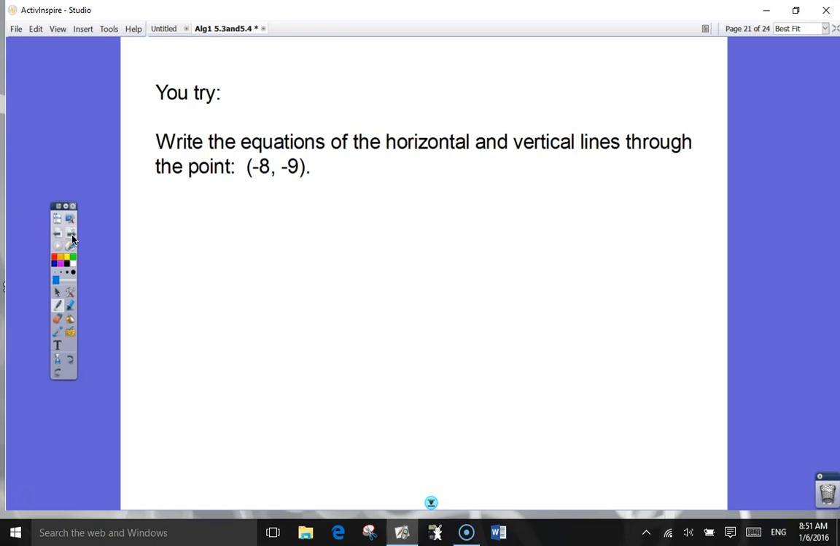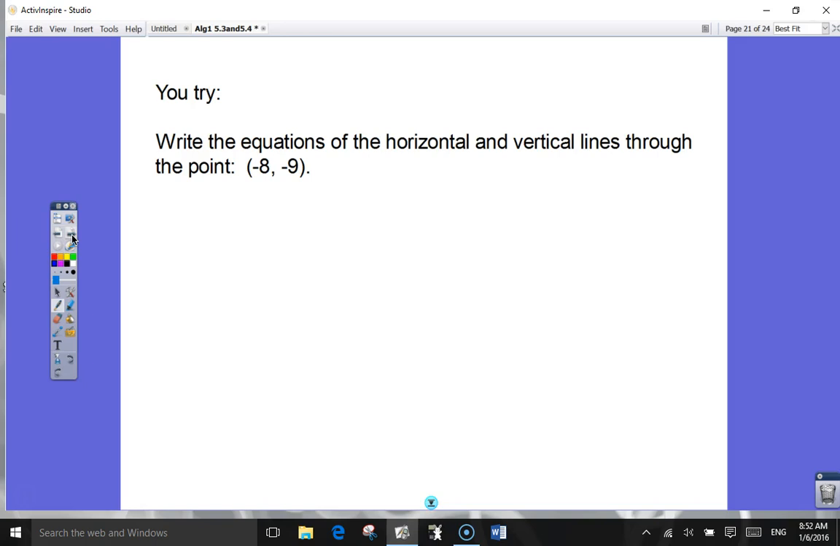The horizontal line is? Negative 9. Oh, wait. It's got to have a variable in it. Write the equation. It's negative 9. An equation has a variable in it. Oh, so y equals negative 9? I got it. And then write the other one. X equals negative 8. Right? Again, x, y. X equals negative 8.